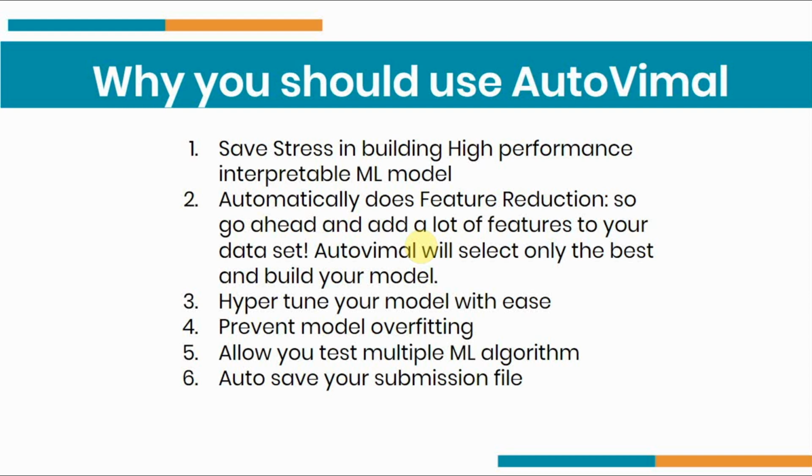Hyper-tune your model with ease. Like we all know, hyperparameter tuning is important in building a successful machine learning model. Prevent overfitting and underfitting in your model. Allow you to test multiple models. So AutoViML allows you to test multiple models like naive Bayes model, decision tree, extra tree classifier, random forest, XGBoost, CatBoost, and linear model. AutoViML also helps you save your submission file, so it saves your submission file without you actually having to write code to save it.